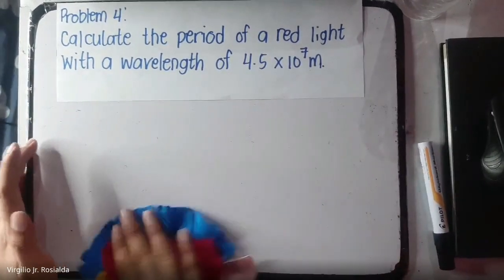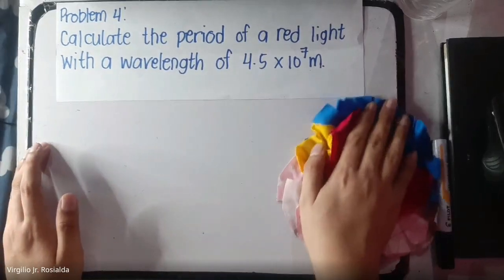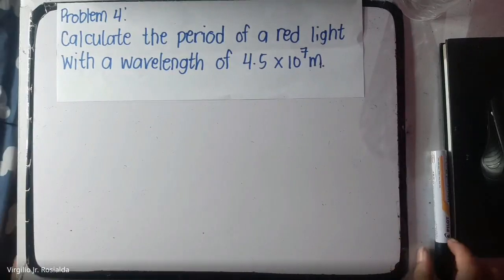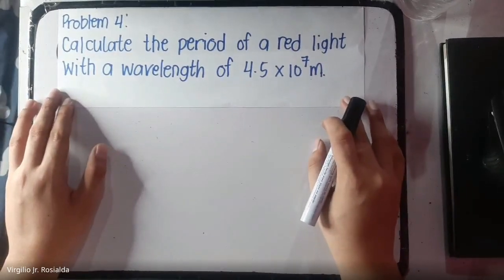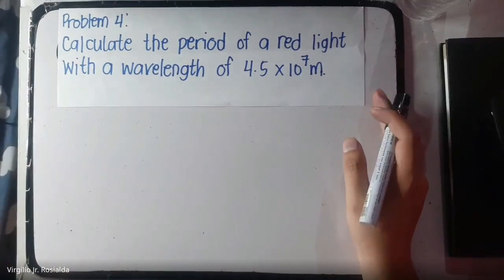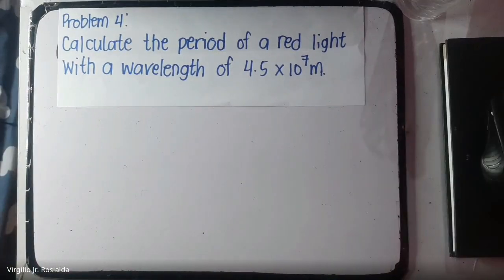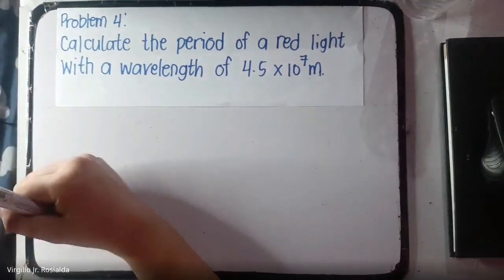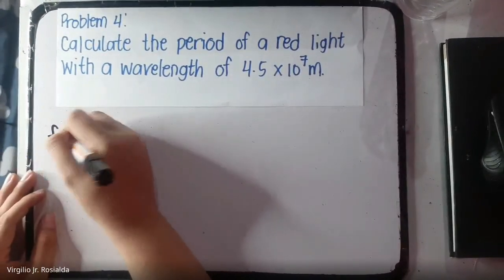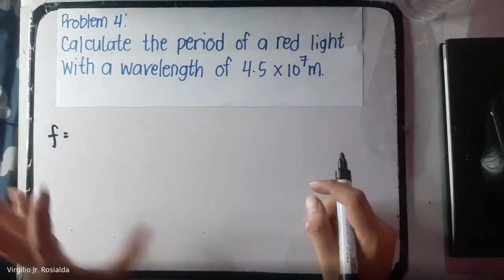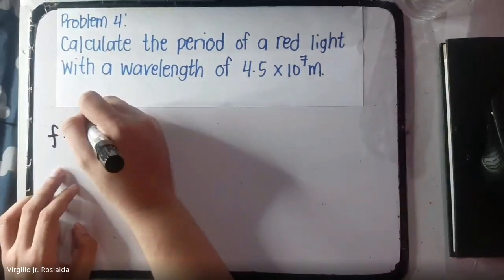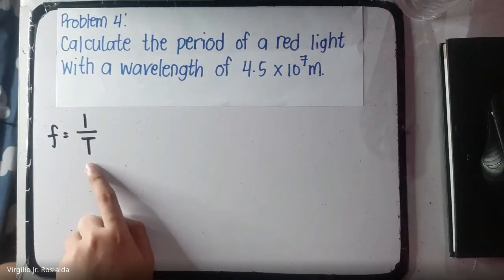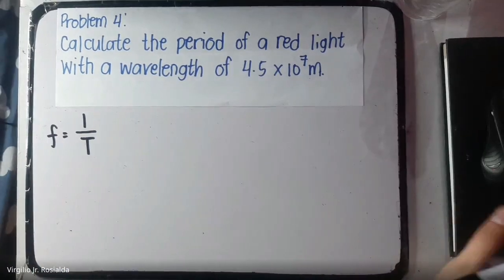Okay, period which also pertains to time. So that is time, which is also known as the period. So that's how we define period, and this is particularly in waves. So as we all know, kagaya kanina sinabi ko, when we get frequency, the formula is F is equal to 1 divided by the period, which is time. Actually, yung time din to, or the period itself, for the waves.